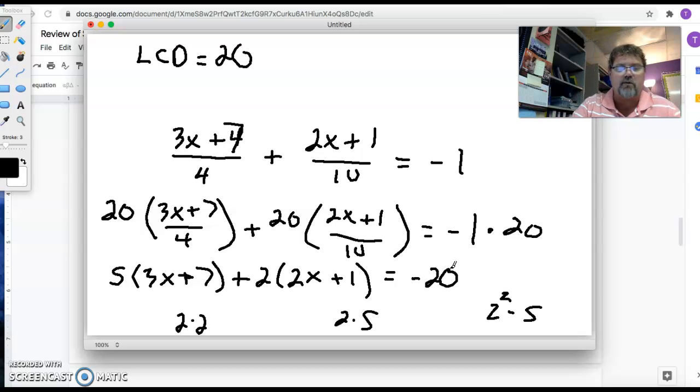So let's summarize. What did we do? We said first we're looking at our denominators. There's a 4 and a 10. This is 2 squared.